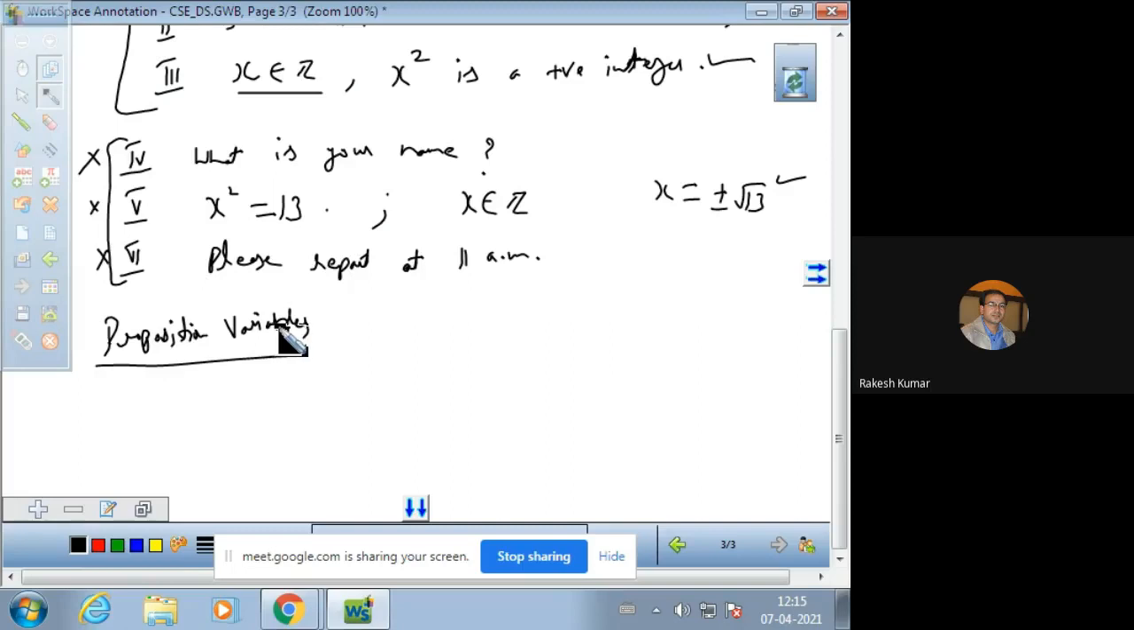Prepositional variables are the lowercase letters starting from P. Suppose P, we can take that India is in Asia. India is in Asia. It is clear. This is a declarative statement because India lies in the Asia continent. Similarly, we shall have Q, and Q is a preposition which gives us 2 plus 2 is equal to 4. This is also a preposition, but we can call it a variable because we can combine these two statements.